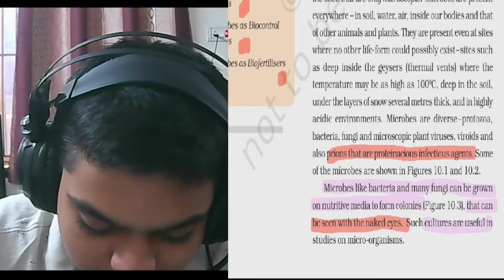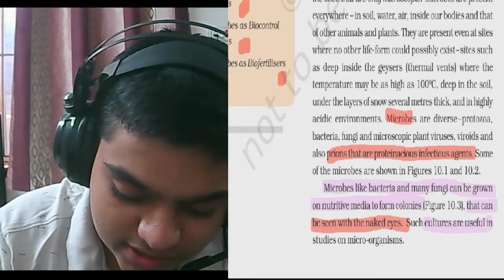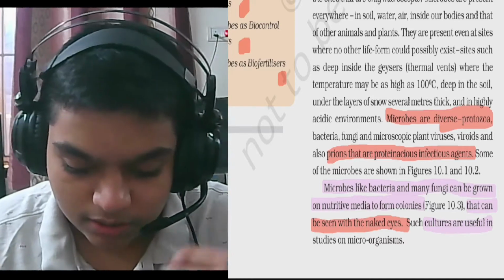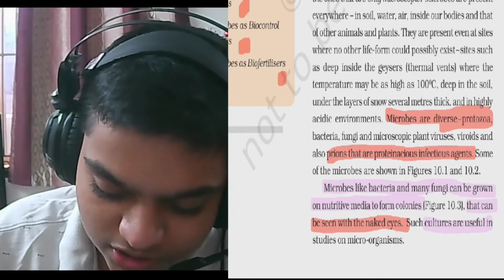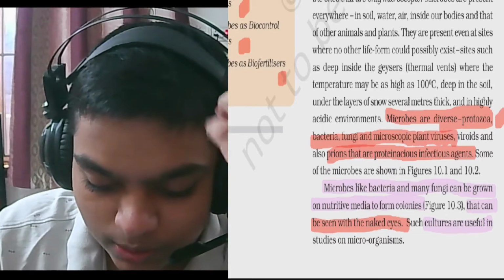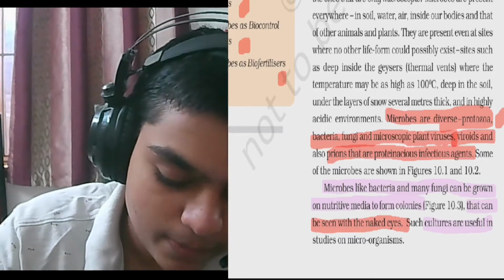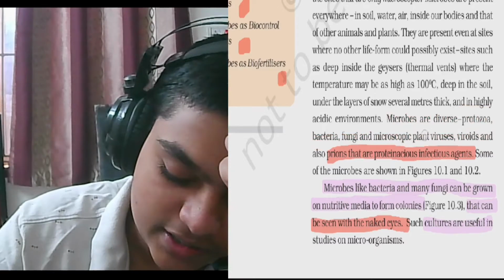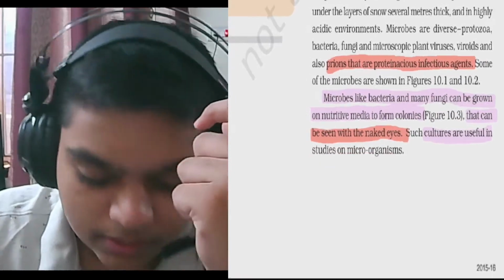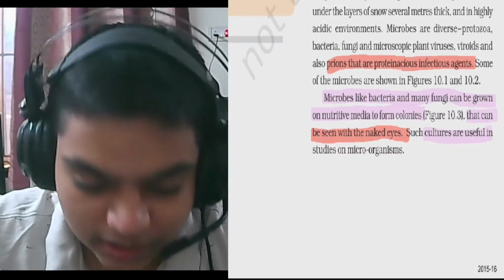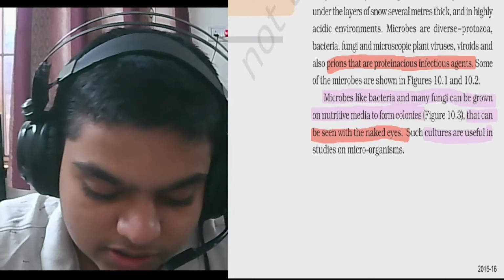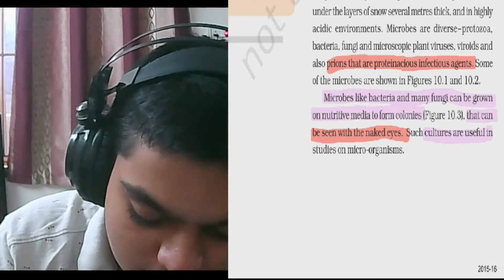I have underlined some points for you. Here the point says microbes are diverse. There are different forms of microbes in the universe. They are present as protozoa, bacteria, fungi, microscopic plants, viruses, viroids, and also prions. This is very important guys, please underline this point. It is on the first page of this chapter. Go there and underline this point. Prions are proteinaceous infective agents.